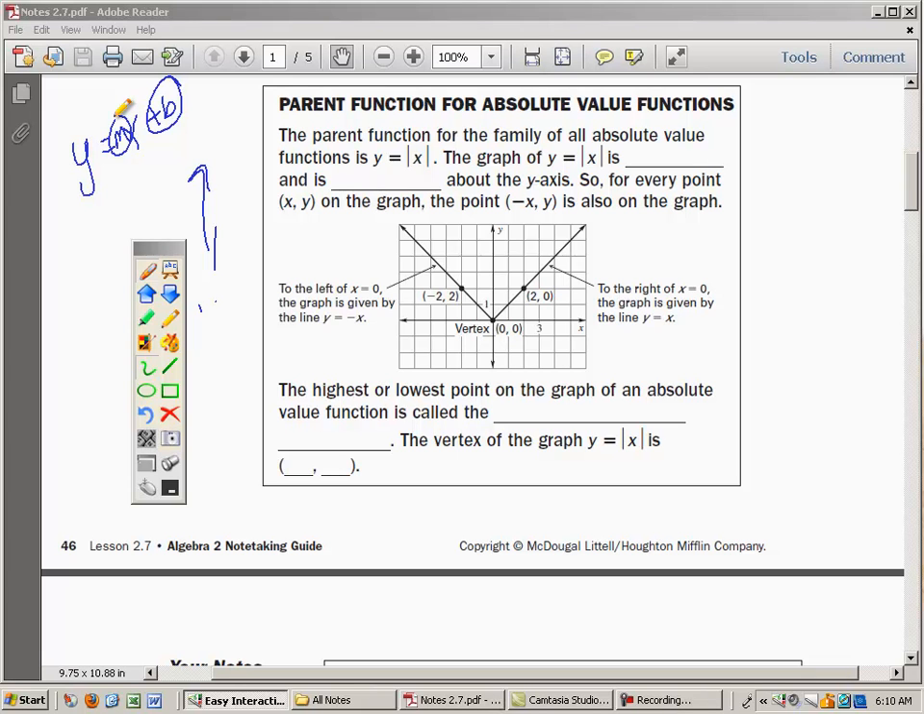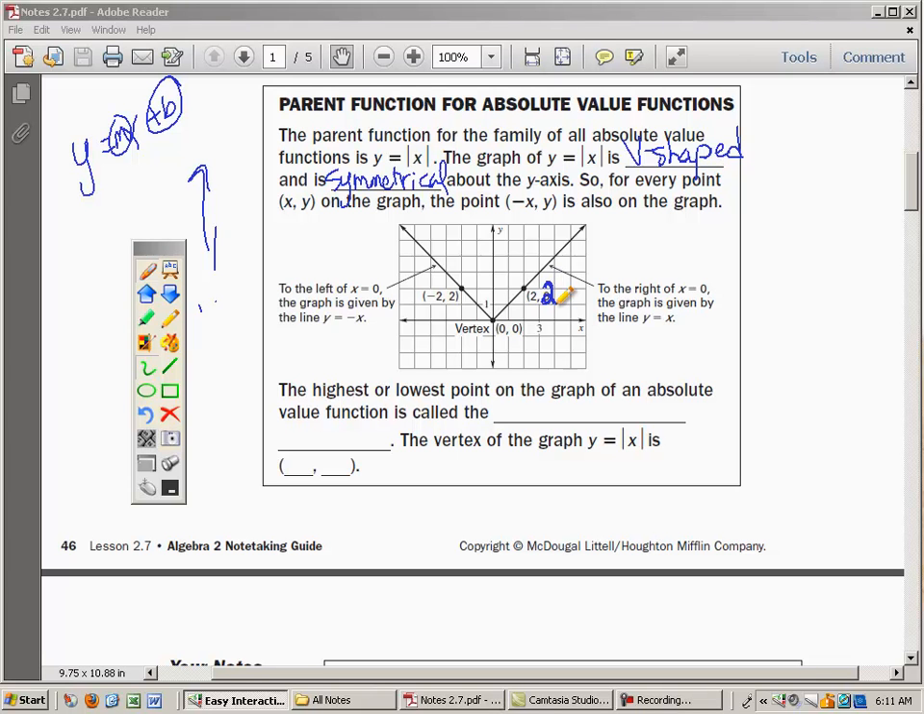Well, it's really no different when we look at an absolute value graph. It says the parent function for the family of all absolute value functions is y equals f of x. The graph is V-shaped, and it is symmetrical about the y-axis. Again, the parent function is symmetrical about the y-axis. For every point x, y on the graph, the point negative x, y is also on the graph. And let's think about those points, for example. You need to change this in your text because this should say 2, 2, not 2, 0.